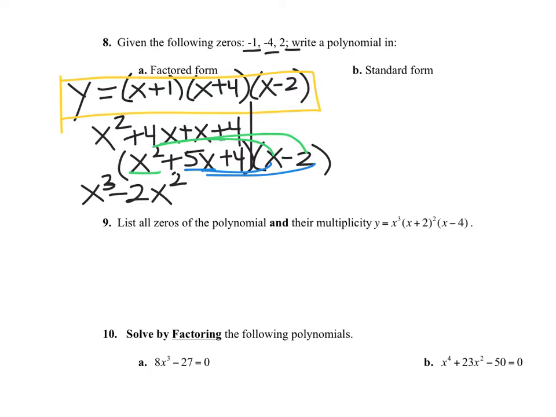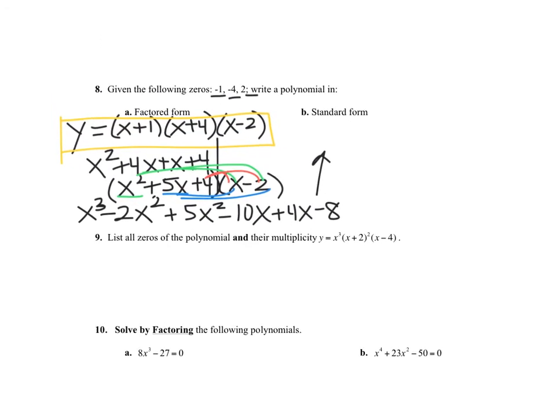So when I take the 5x, I get 5x squared minus 10x. And then finally, I'm going to take that 4 and multiply that in and get 4x minus 8. Okay, so now I need to combine all my like terms. I'm going to go up here and write this in standard form.